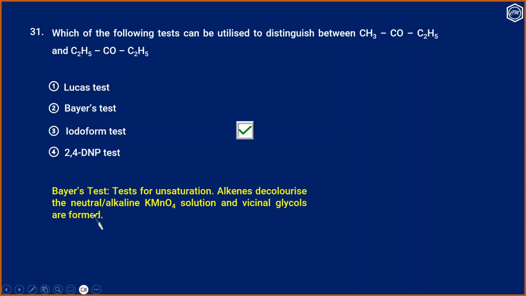Baeyer's test is a test for unsaturation. Alkenes decolorize the neutral or alkaline potassium permanganate solution and vicinal glycols are formed. So Baeyer's test is used for testing the unsaturation.